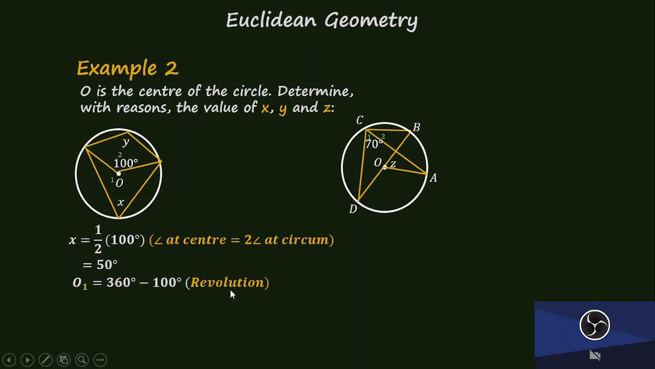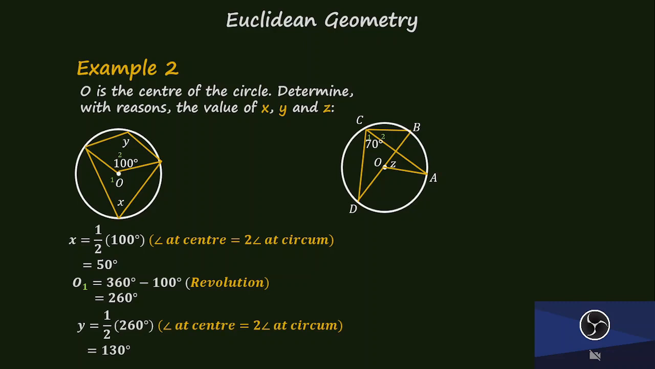Give the reason: a revolution. We normally use revolution as the reason for angles around a point, right? So which means O1 will be 260 degrees. This is the angle at center that we're interested in. So 260 is 2 times Y. That means Y is half of that 260 degrees, which is 130 degrees, right?